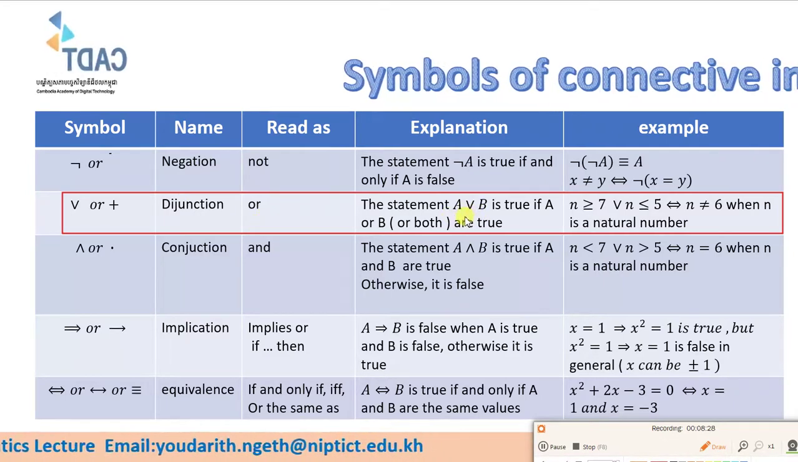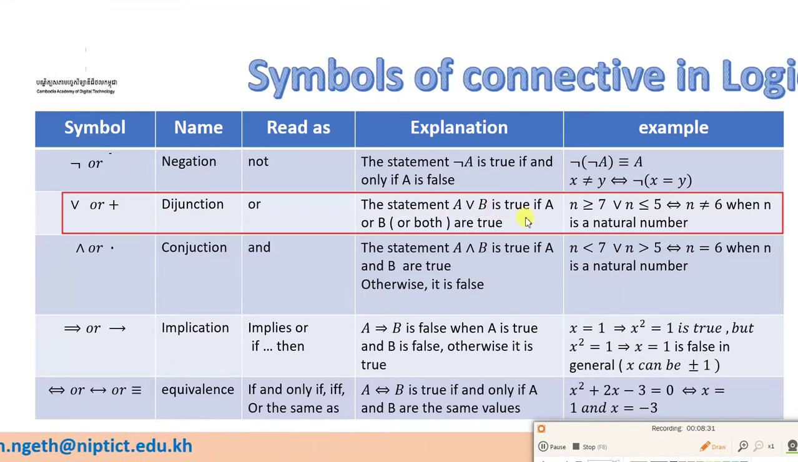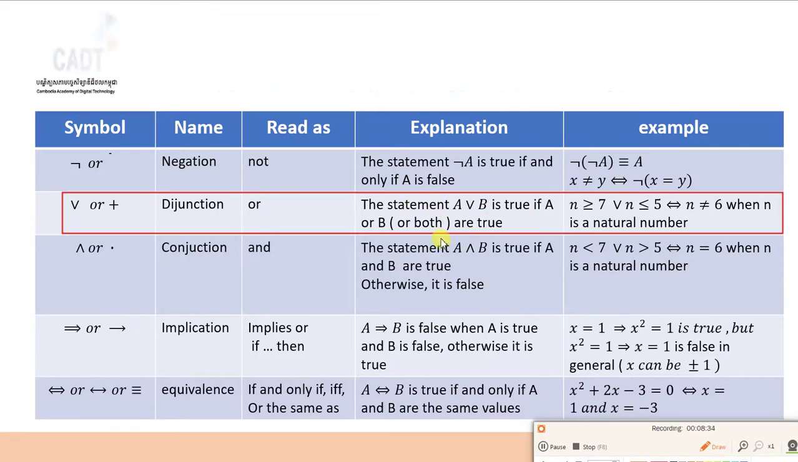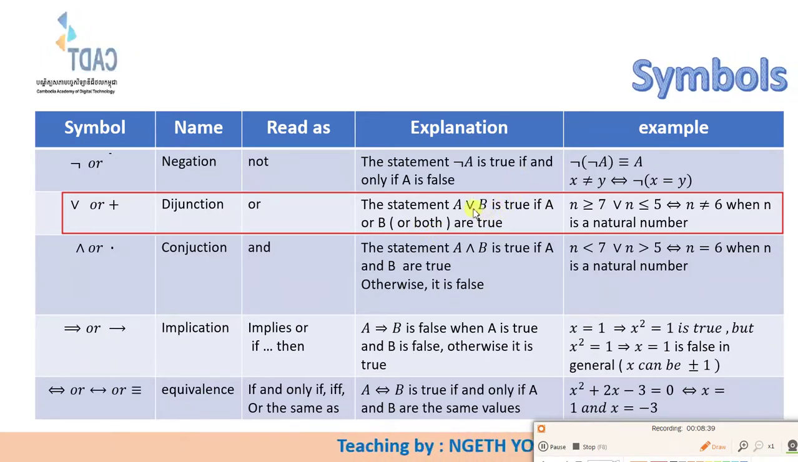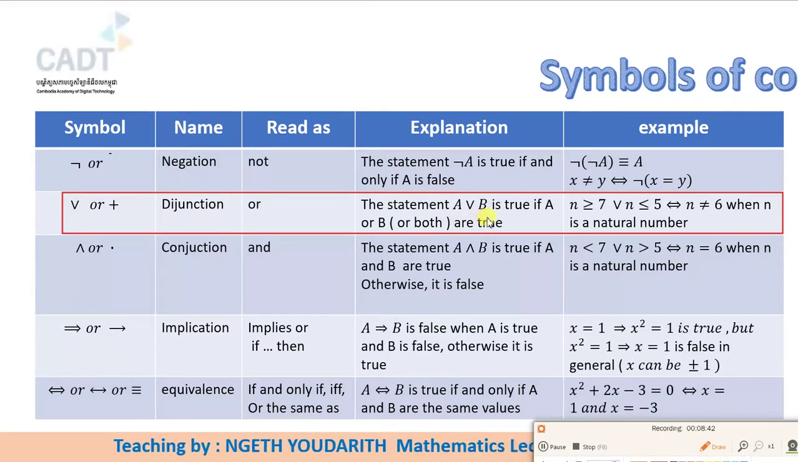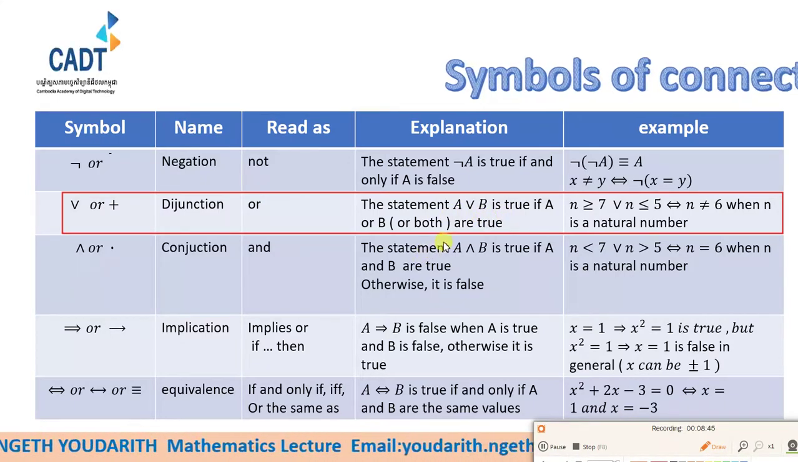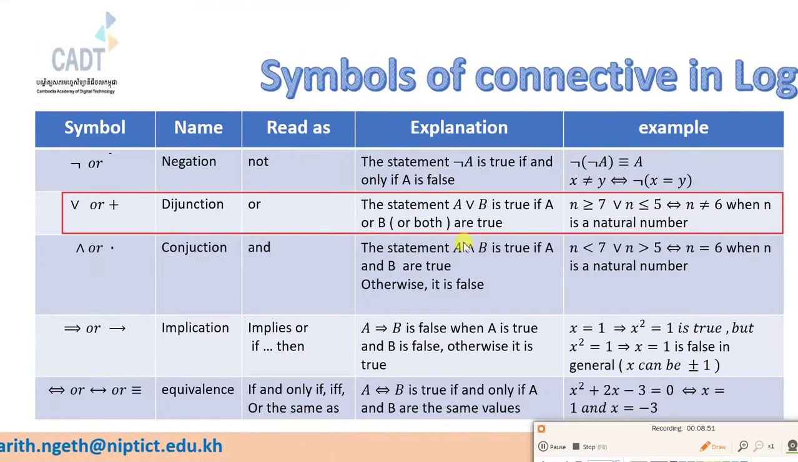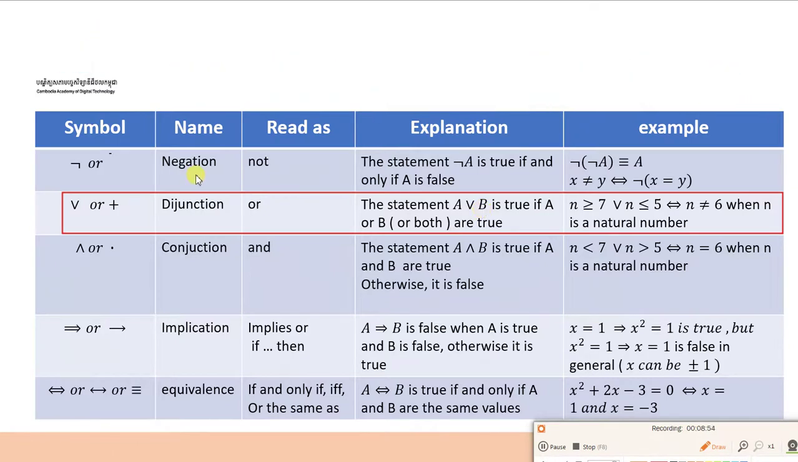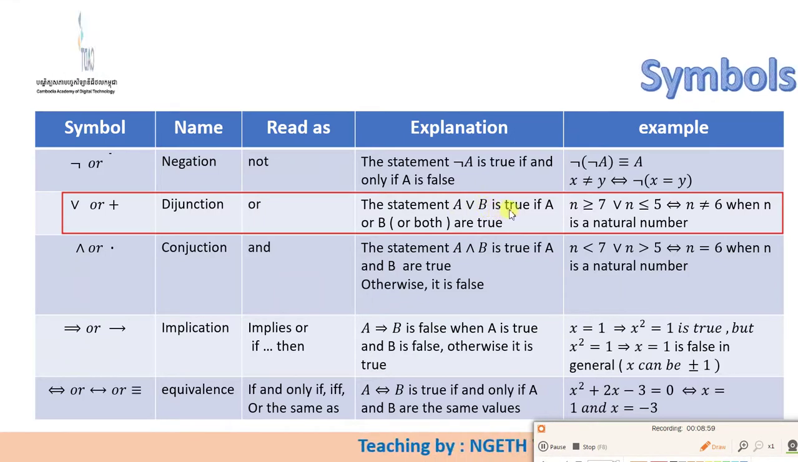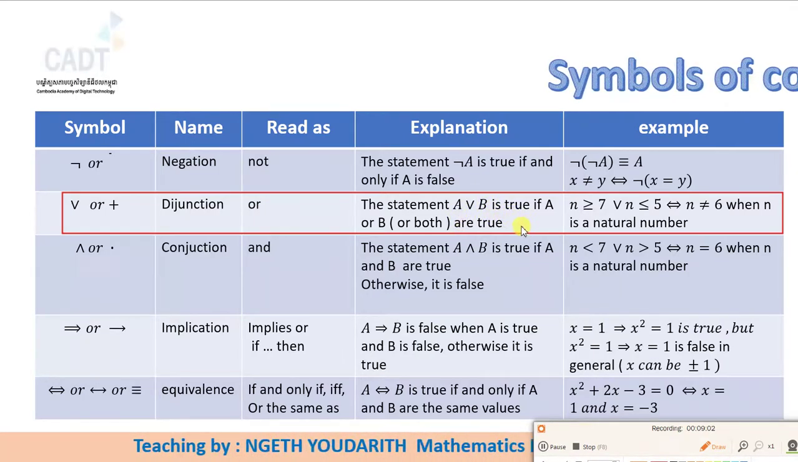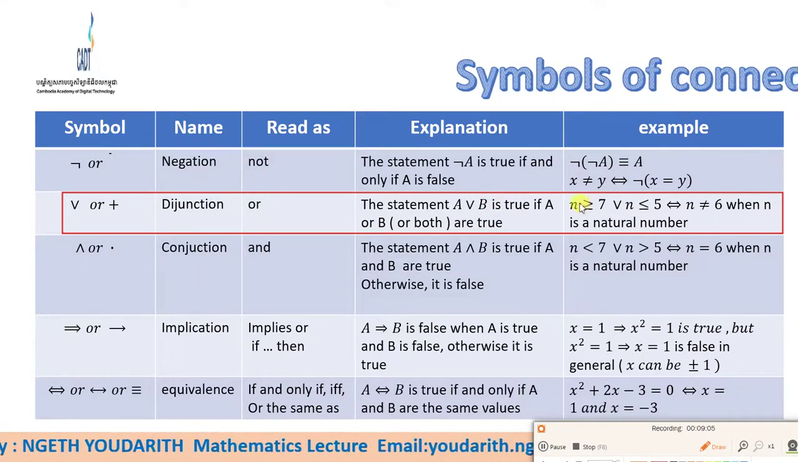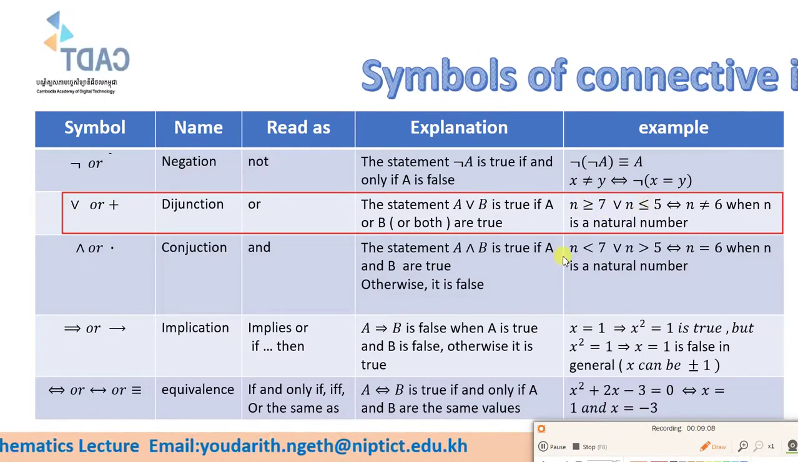The statement A or B is true if A or B or both are true. It means that the statement A or B is true if A is true, or B is true, or A and B are both true. Besides this, it is false. So disjunction is false when both statements A and B are false. So A or B is false. Besides this, it is true. And this is just an example of this one.